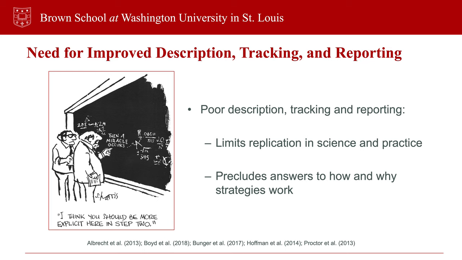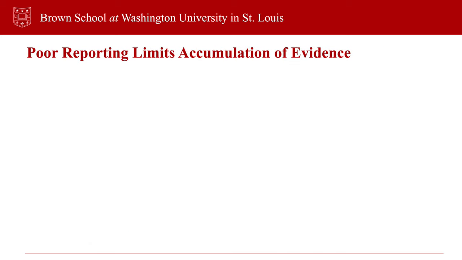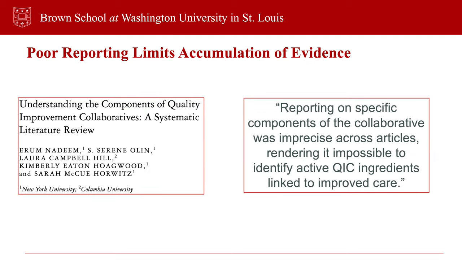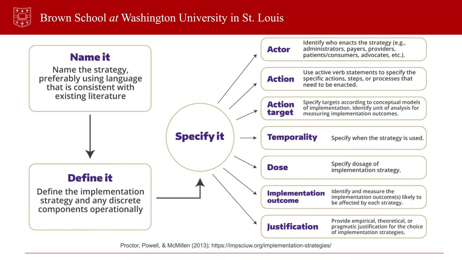This is just one example from a review in Milbank Quarterly from Aram Nadim and colleagues, where they were looking at learning collaboratives or quality improvement collaboratives, and they noted that reporting on specific components of learning collaboratives was imprecise across articles, rendering it impossible to identify active ingredients linked to improved care. And so we've called upon the field to specifically name, define, and specify implementation strategies.